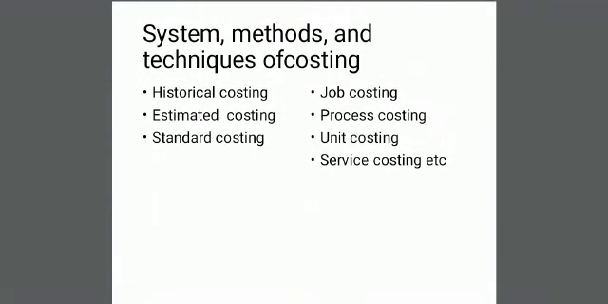In the last class, we discussed the topic related to systems, methods and techniques of costing. There are different types of systems like historical costing, estimated costing and standard costing. And some of the techniques of costing are job costing, process costing, unit costing and service costing.